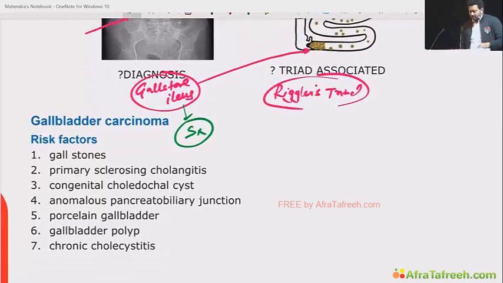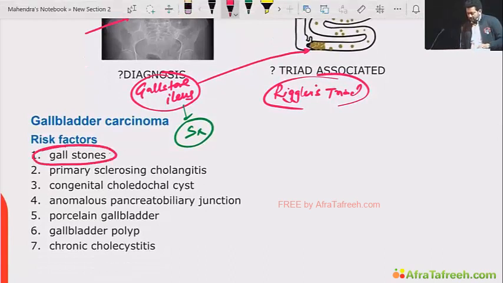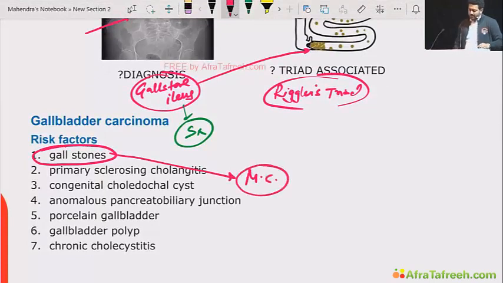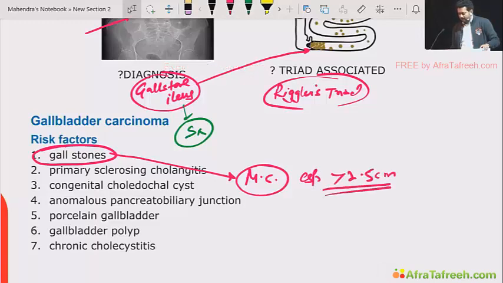Gallbladder carcinoma: the most common risk factor is gallstone. This is the most common risk factor. 90% of the cancers are because of this, especially if the stone is more than 2.5 centimeters.